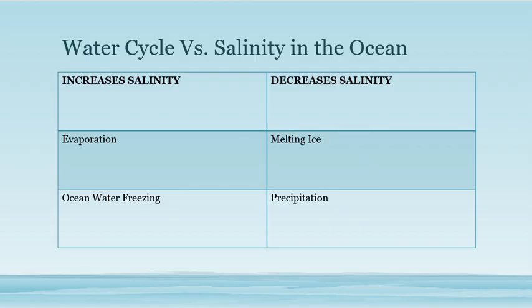Melting ice decreases salinity because when ice melts, it releases water, right? And whenever there's more water, the percentage of water goes up and the percentage of salinity goes down. Precipitation also decreases salinity because it causes there to be a higher percentage of water versus a lower percentage of salts.